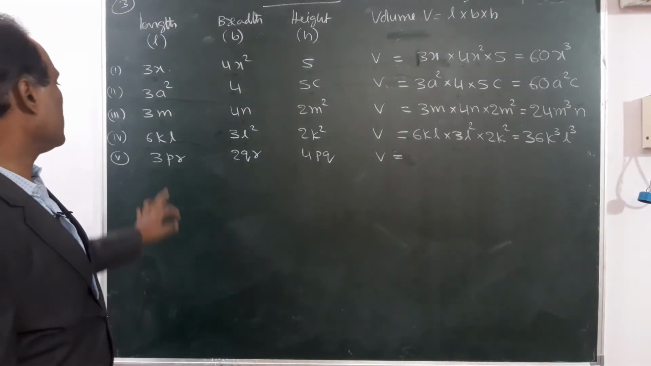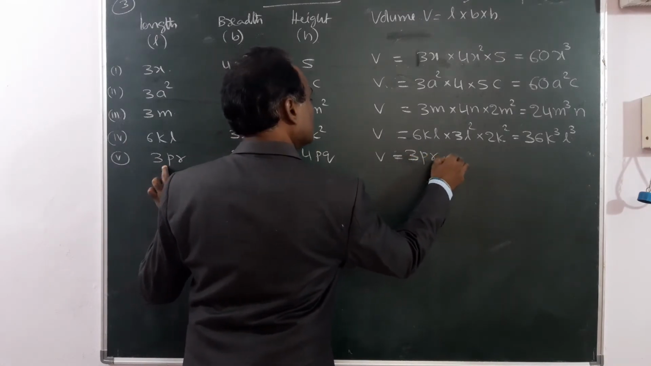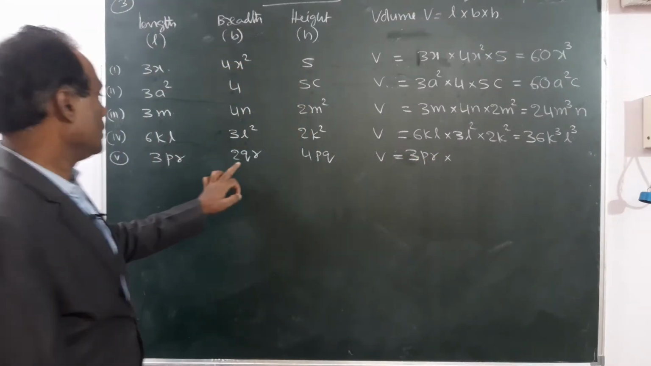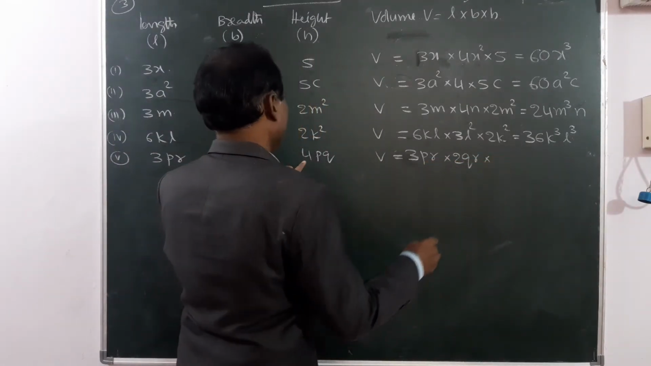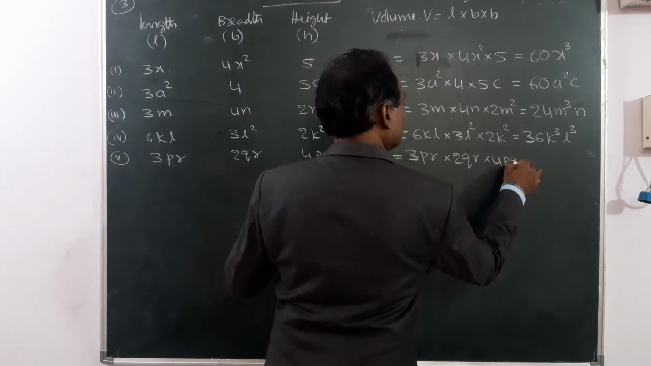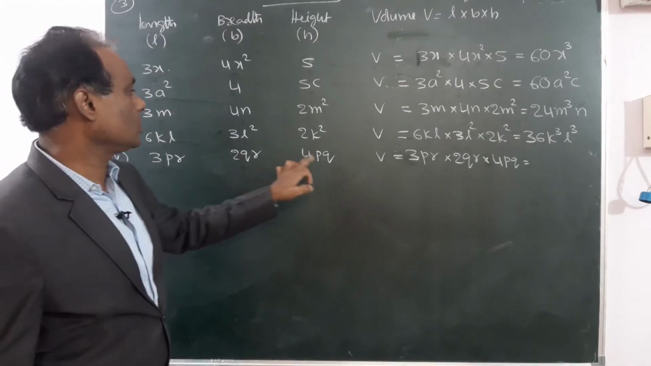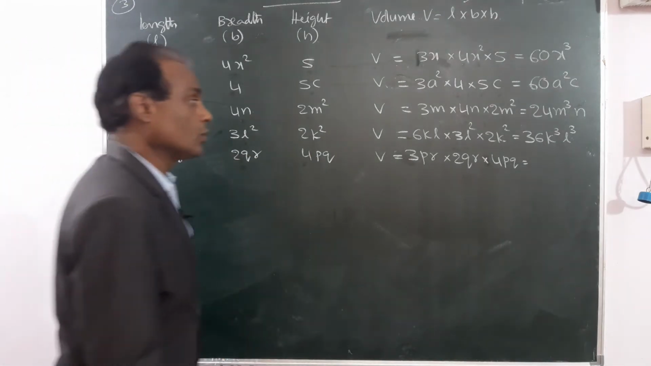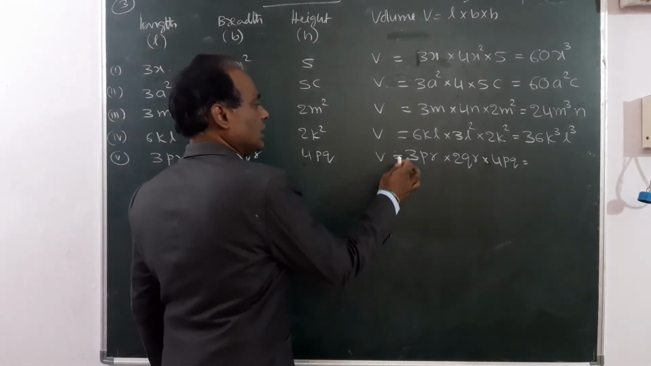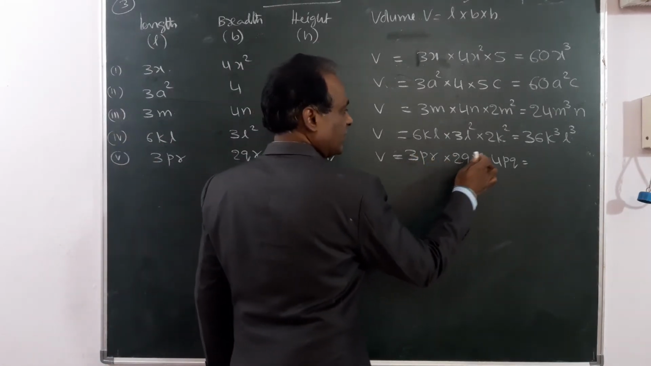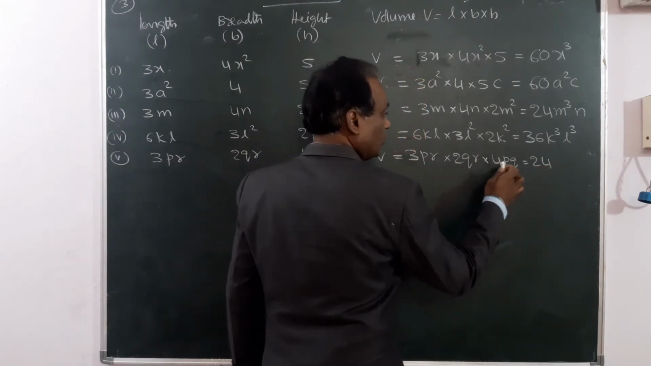Length into breadth into height: 3pqr, 3pr, 2qr, 4pq. How to further simplify? How to multiply? Multiply the constants first, the coefficients. 3 into 2, 6, 6 into 4, 24.